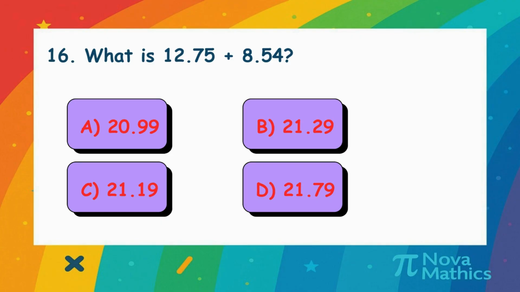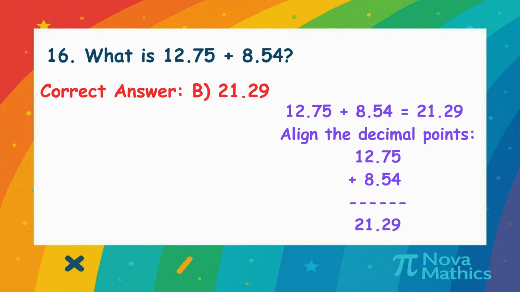16. What is 12.75 plus 8.54? Correct answer is 21.29. First line up the decimal points, then add each digit. You get 21.29.